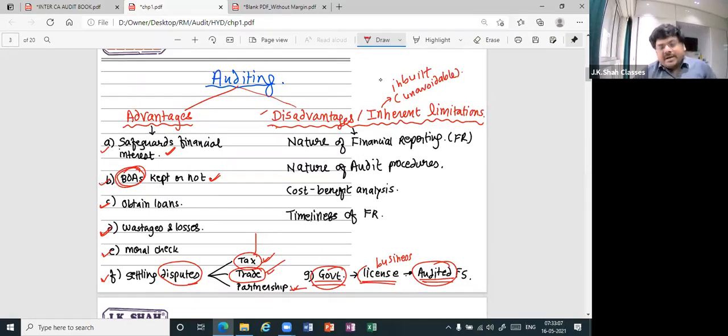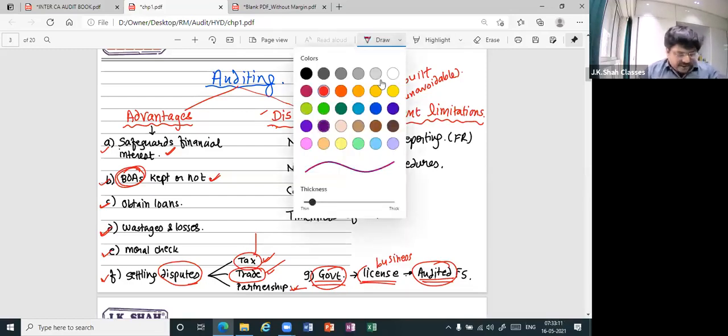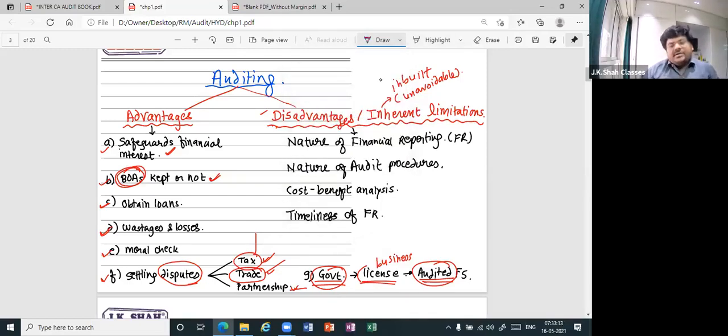Okay, listen. Next is disadvantages, which is also known as inherent limitations of auditing. Now, inherent limitations, I already told you, inbuilt. Inbuilt means unavoidable. Now, how many are there? 4 are there. Let us first see those 4, then I'll explain you in detail one by one. Focus on, these are really interesting and important more.